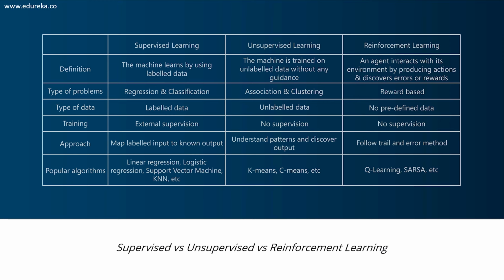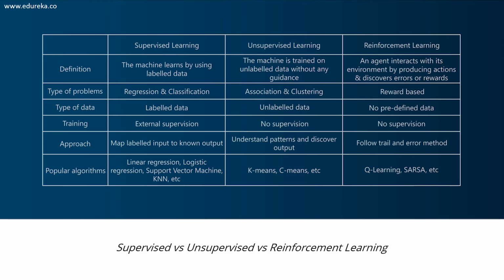Now, the type of problem that is solved using supervised learning is regression and classification problems. We'll discuss what regression, classification, and clustering is in the upcoming slide, right? So don't worry if you don't know what it is. Unsupervised learning is mainly to solve association and clustering problems. Reinforcement learning is for reward-based problems.